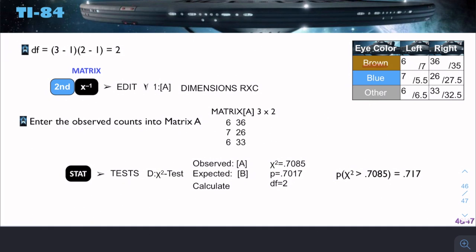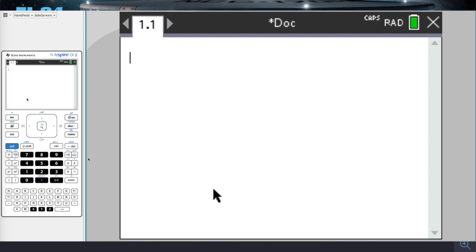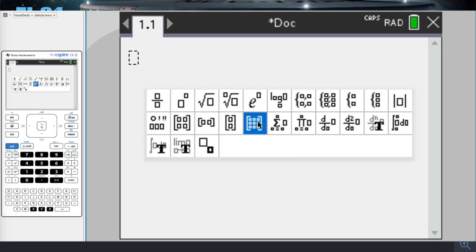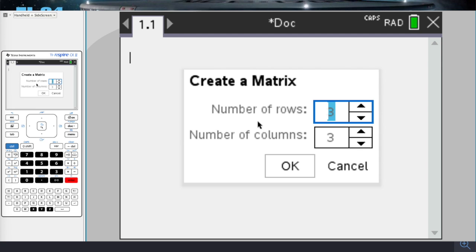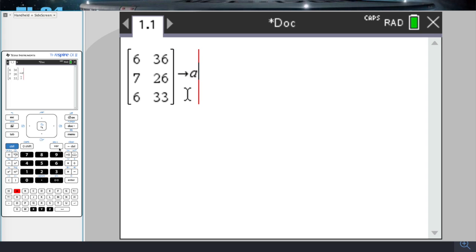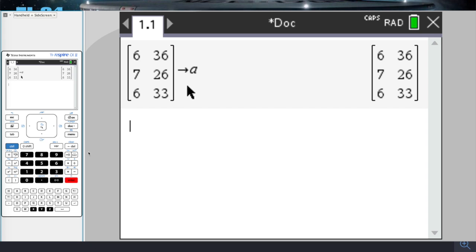Now we're going to jump over to our calculator and we're going to type in our matrix. So I want this one right here. This allows me to type in what we want. We said we have 3 rows and we have 2 columns. We are going to type in our observed data: 6, 36, 7, 26, 6, 33. And again, we have to store this as a matrix so we can call it later.